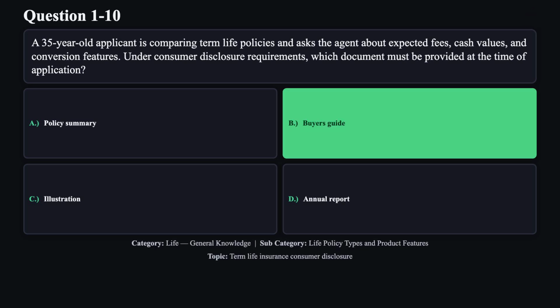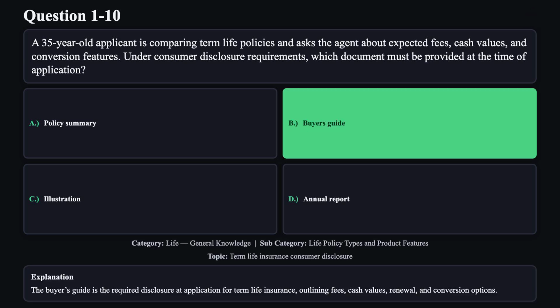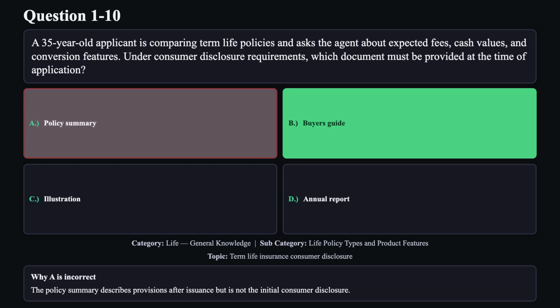The correct answer is B. The buyer's guide is the required disclosure at application for term life insurance, outlining fees, cash values, renewal, and conversion options. Reason A is not correct. The policy summary describes provisions after issuance but is not the initial consumer disclosure.